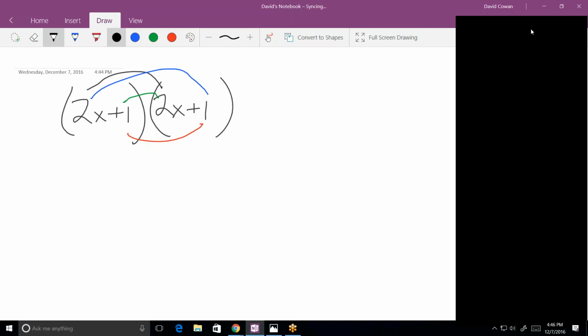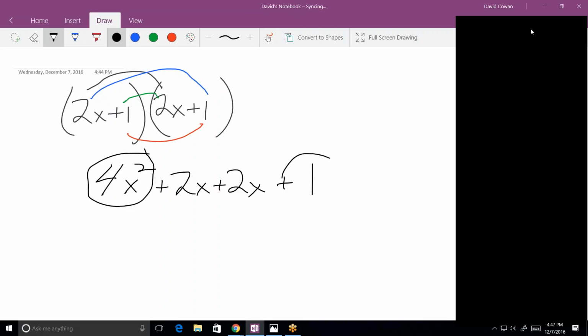All right. So what's the black? The black is 4x squared. What's the blue? The blue is 2x. What's the green? Also 2x. And what's the red? 1. Notice that you only have one of those and you only have one number, but the middle 2 terms frequently combine, and you have to do so. In other words, this isn't a good answer because I can add those 2 together. They're like terms. So it's 4x squared plus how many x?